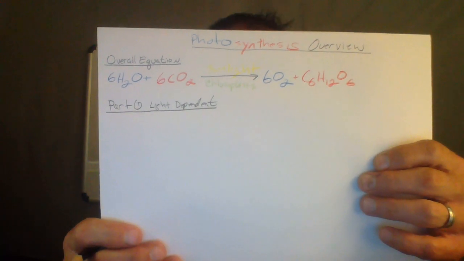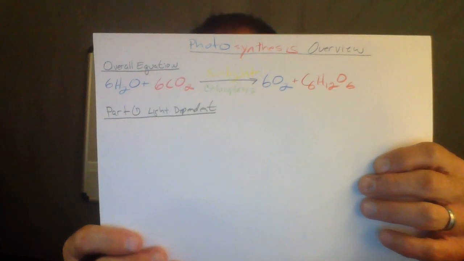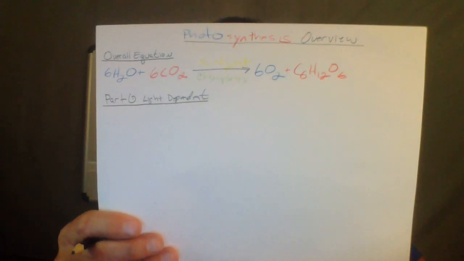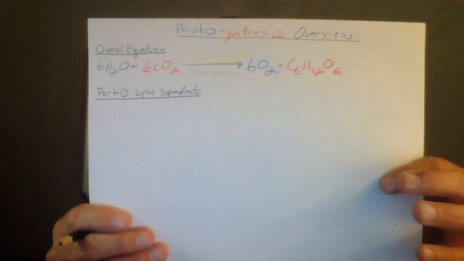All right, so now let's go to what we call the light dependent reactions. Stay with me here. This actually goes pretty quick. Part 1, light dependent. I'm just going to label it light dependent, and I'm going to write that in black. So now you're going to need your black or your pencil and your blue. So again, we're going to start with, I'm going to take the blue and I'm going to write 6H2O.